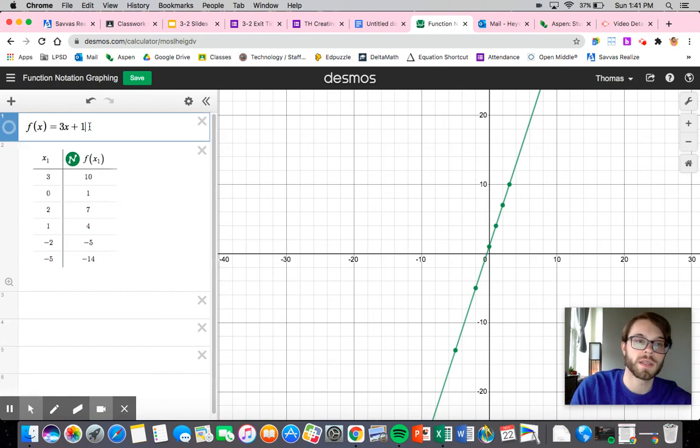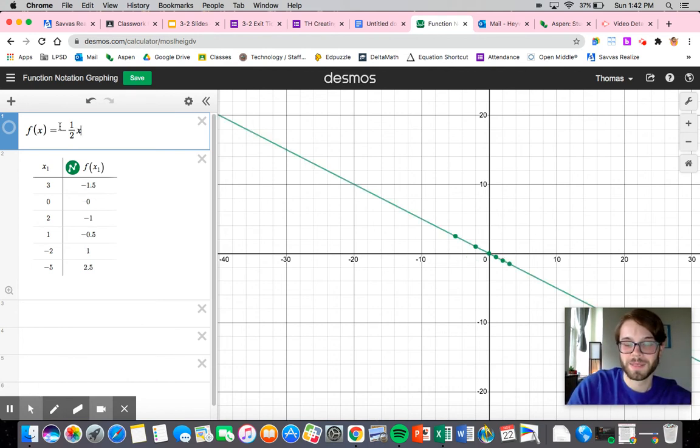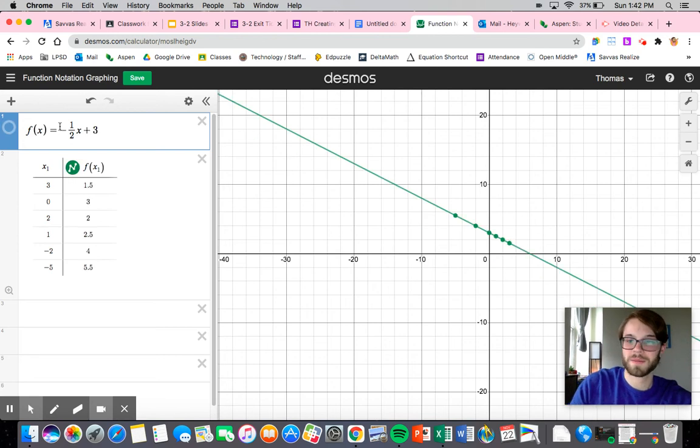Let's do that with another one. I'm going to change this to a new value, -1/2. And as you can tell, look at that. If I just leave it as -1/2, it should be a horizontal line, because now we're essentially saying y is equal to just a constant, but x plus 3.